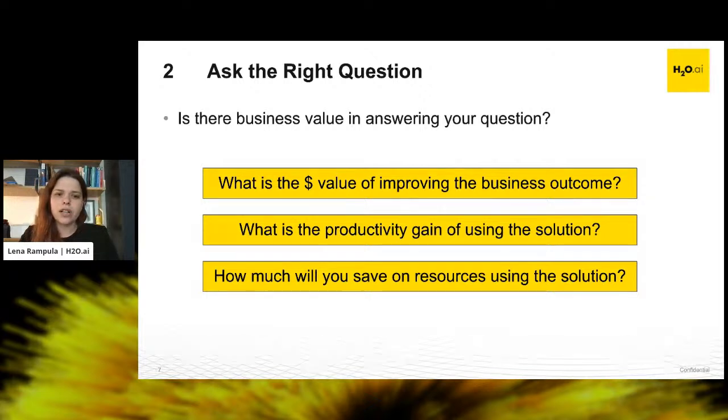So you may want to ask yourself questions like, what is the dollar value of improving the business outcome? Or what is the productivity gain of using the solution? How many more projects can you implement with that solution? Or what can the business users do with their time more by using that solution? How much will you save on resources using that solution? So all of that translates to either increasing revenue or reducing costs, and that would translate to your return on investment. You need to know how to calculate that value. You need to involve the business users and the sponsors when you are formulating your question. Everybody needs to be aware of the goal, and the question is the core, which needs to be always thought of. Focus on solving a business problem, addressing a pain, or providing new insight.